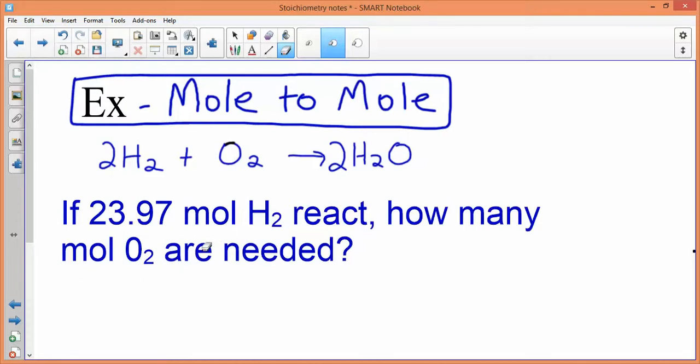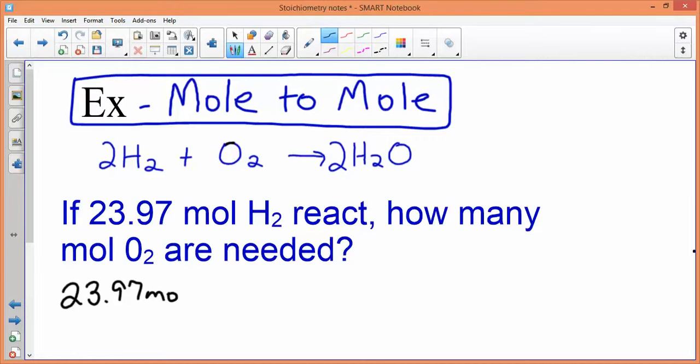So that's mole-to-mole. Given the reaction, 2H2 plus 1O2 yields 2H2O. The problem is: if 23.97 moles of H2 react, how many moles of O2 are needed? We will set up our problem. Always write down your given first: 23.97 moles of H2.